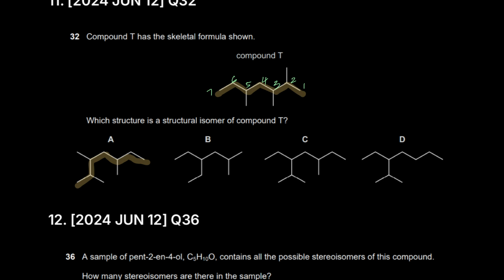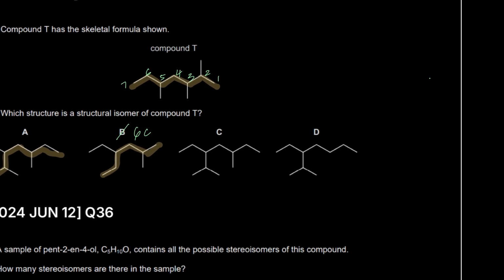Now let's highlight the longest chain here. This is 1, 2, 3, 4, 5, 6. Oh, this is 6, not 7. What's happening? So the longest chain here is incorrect. If you start highlighting it, it'll give you 6 every time. So it does not have any 7-long chain. It has 6 carbons as the long chain. So the molecular formula is not the same. Hence, this is incorrect. Let's look into C.